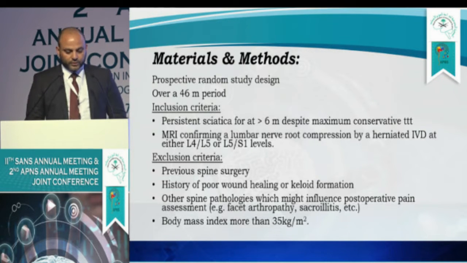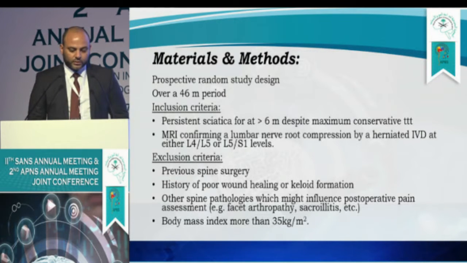The inclusion criteria were persistent sciatica for more than 6 months despite maximum conservative treatment, meaning the patient failed conservative treatment, and MRI showing a lumbar disc compressing the corresponding nerve root at the L4-5 and L5-S1 levels.